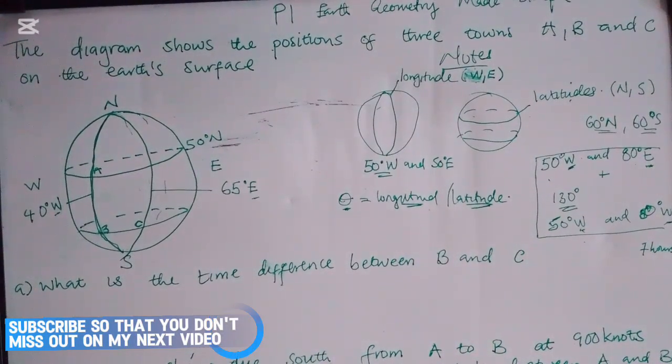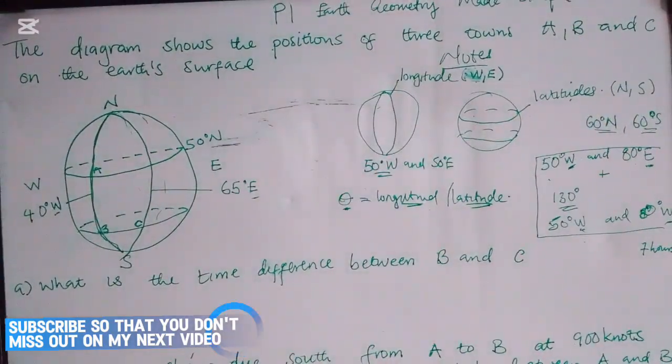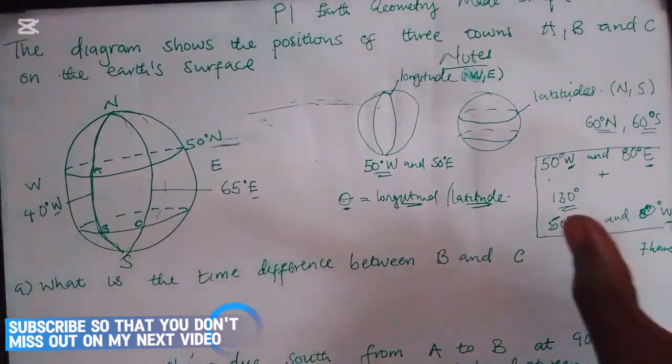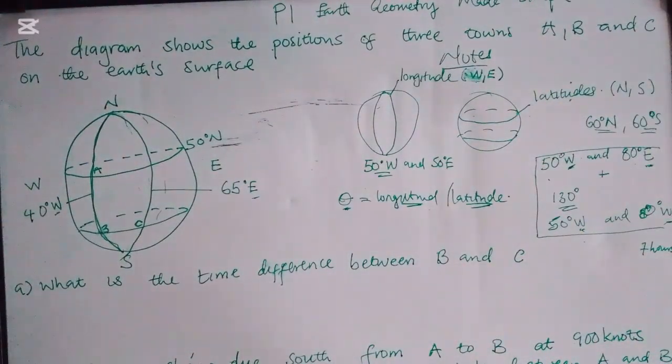Now that I've talked about how you can add and subtract longitudes, whatever I've explained here also applies to latitude. Whenever you have the same side, south and south, you subtract. Whenever you have different sides, north and south, you add the differences. So now moving on to our first question.